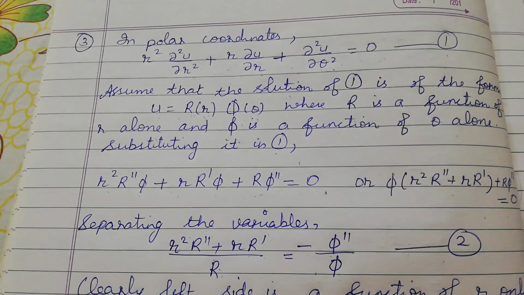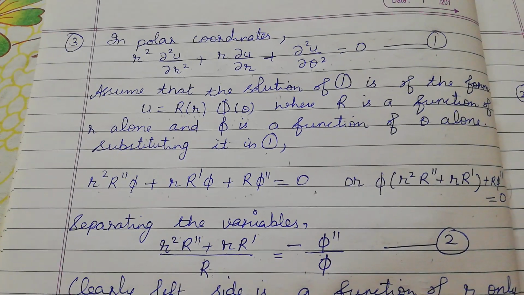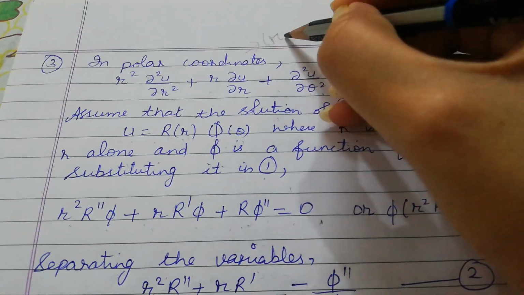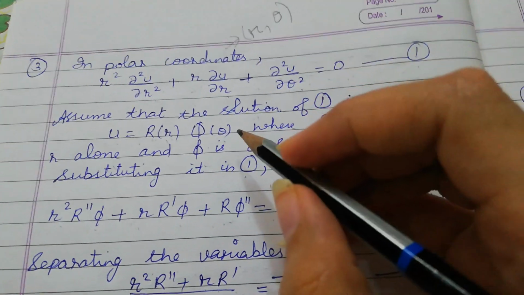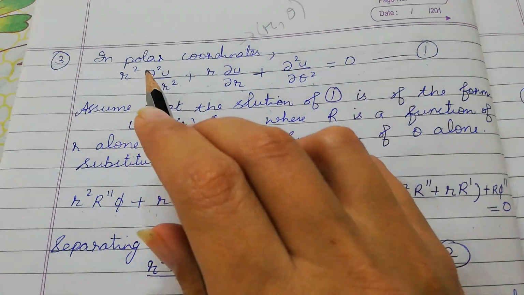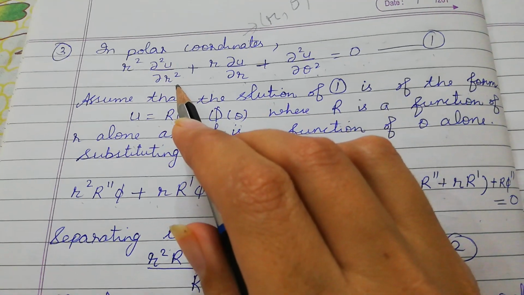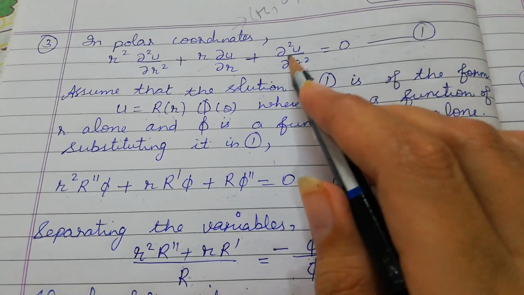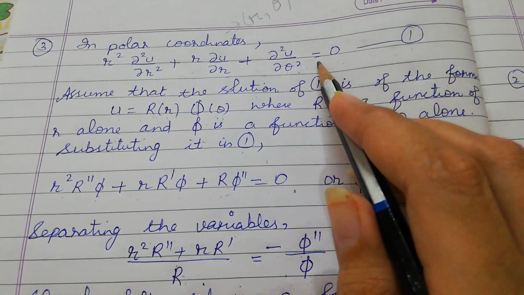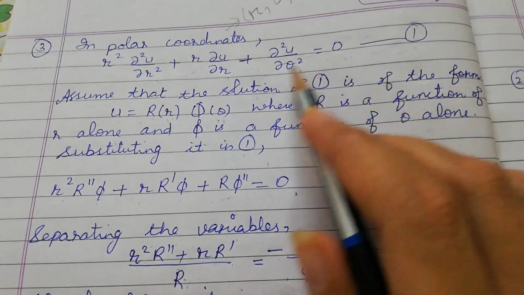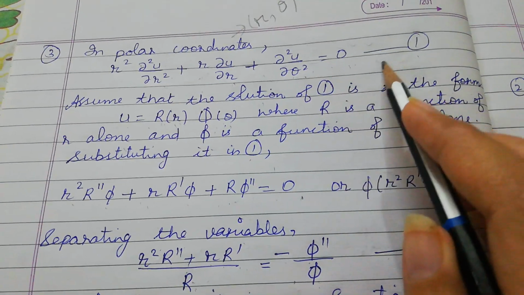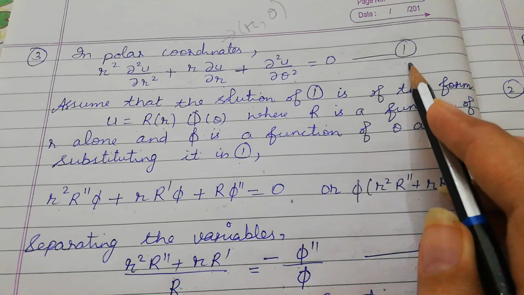So this is your equation, Laplace equation in polar coordinates. You know that your polar coordinates are r comma theta. So here the equation is r square ∂²u/∂r² plus r ∂u/∂r plus ∂²u/∂θ² equals 0. Okay, here u is a function of r and theta, and we have given this equation as number 1.